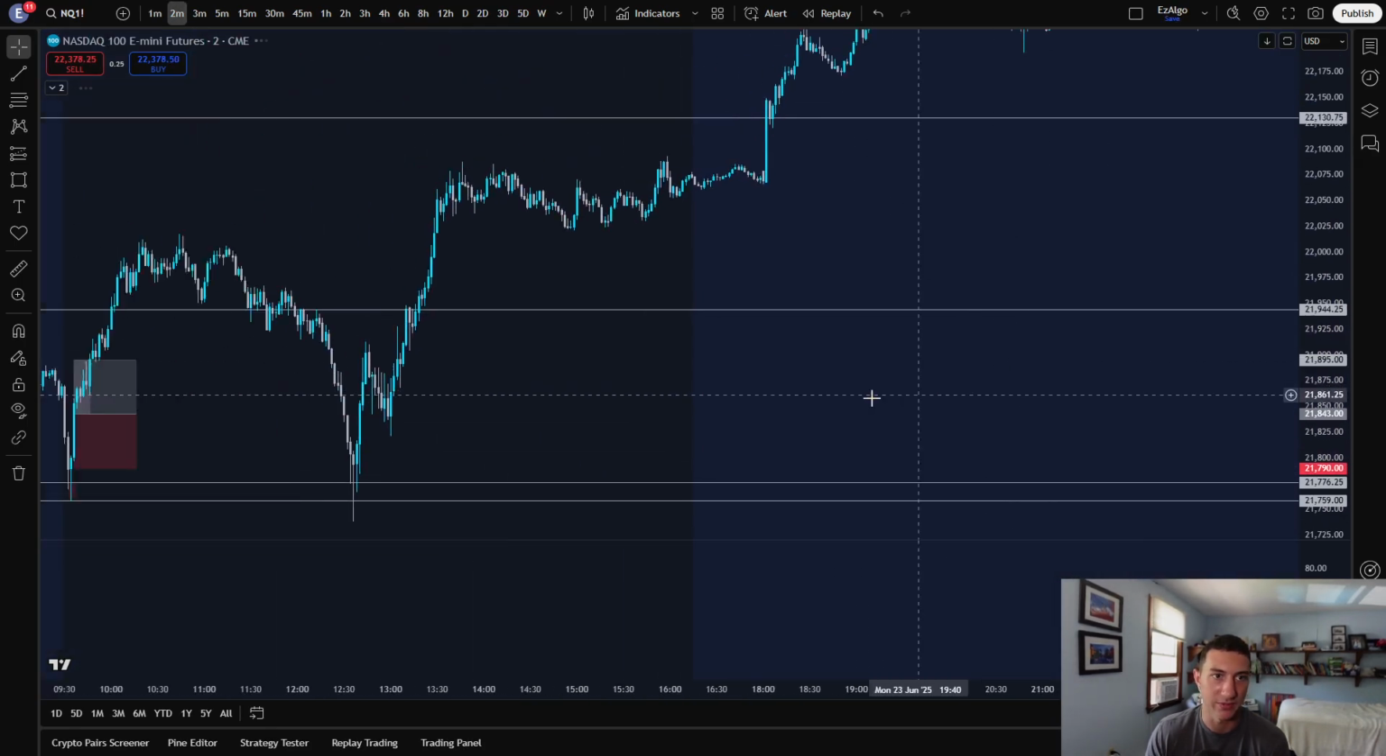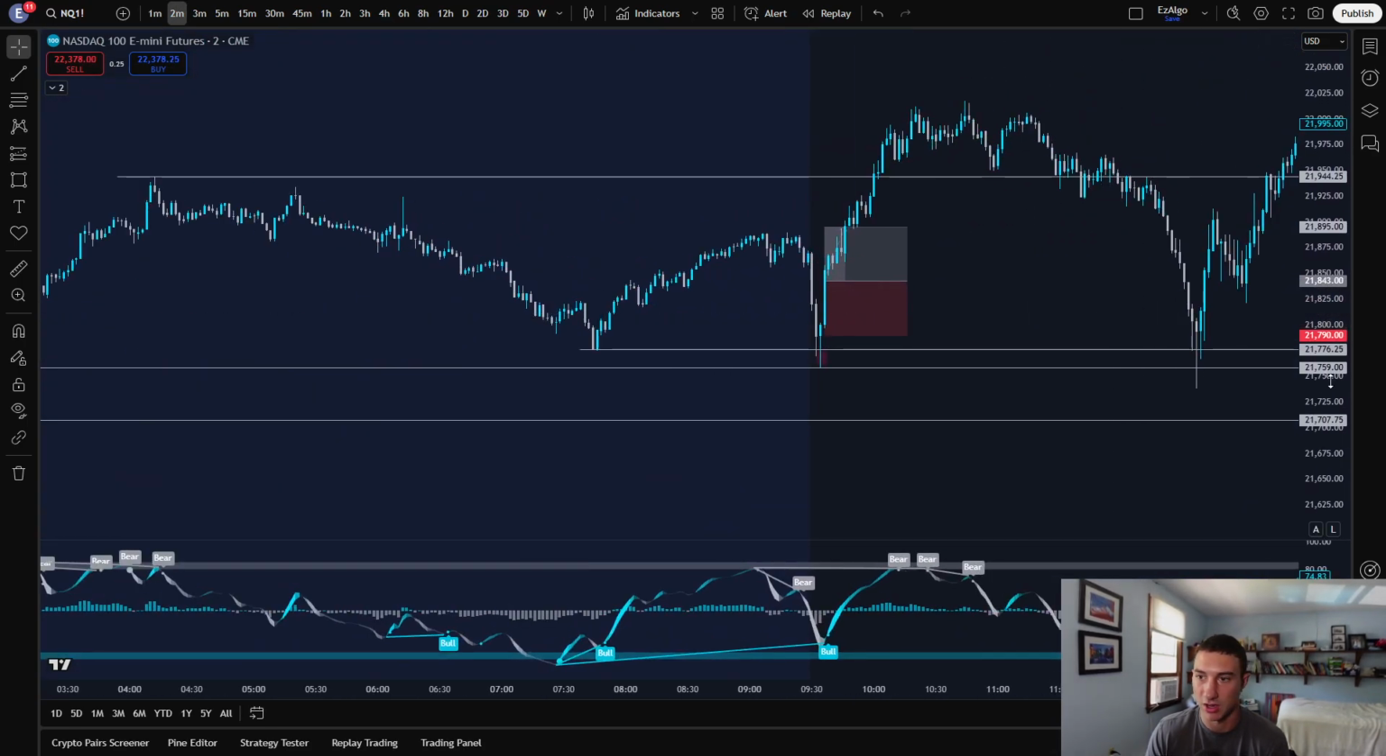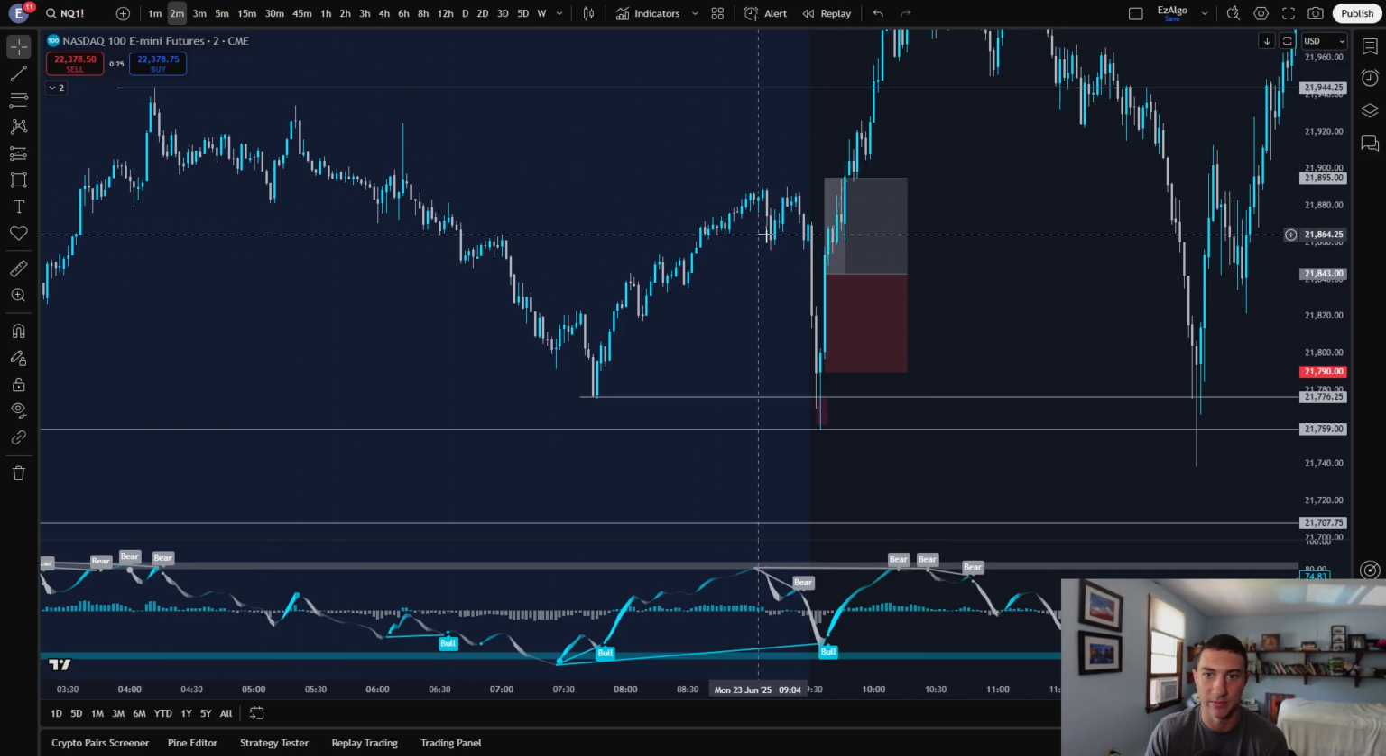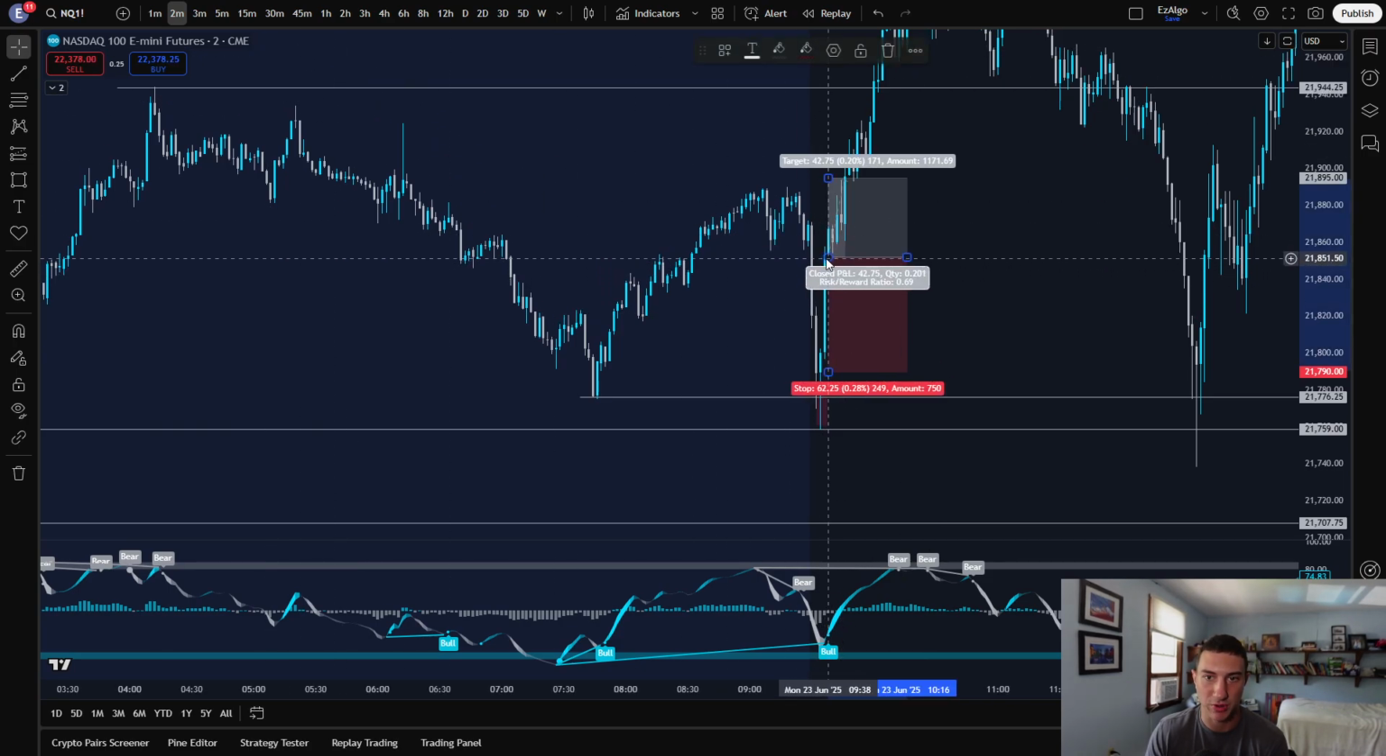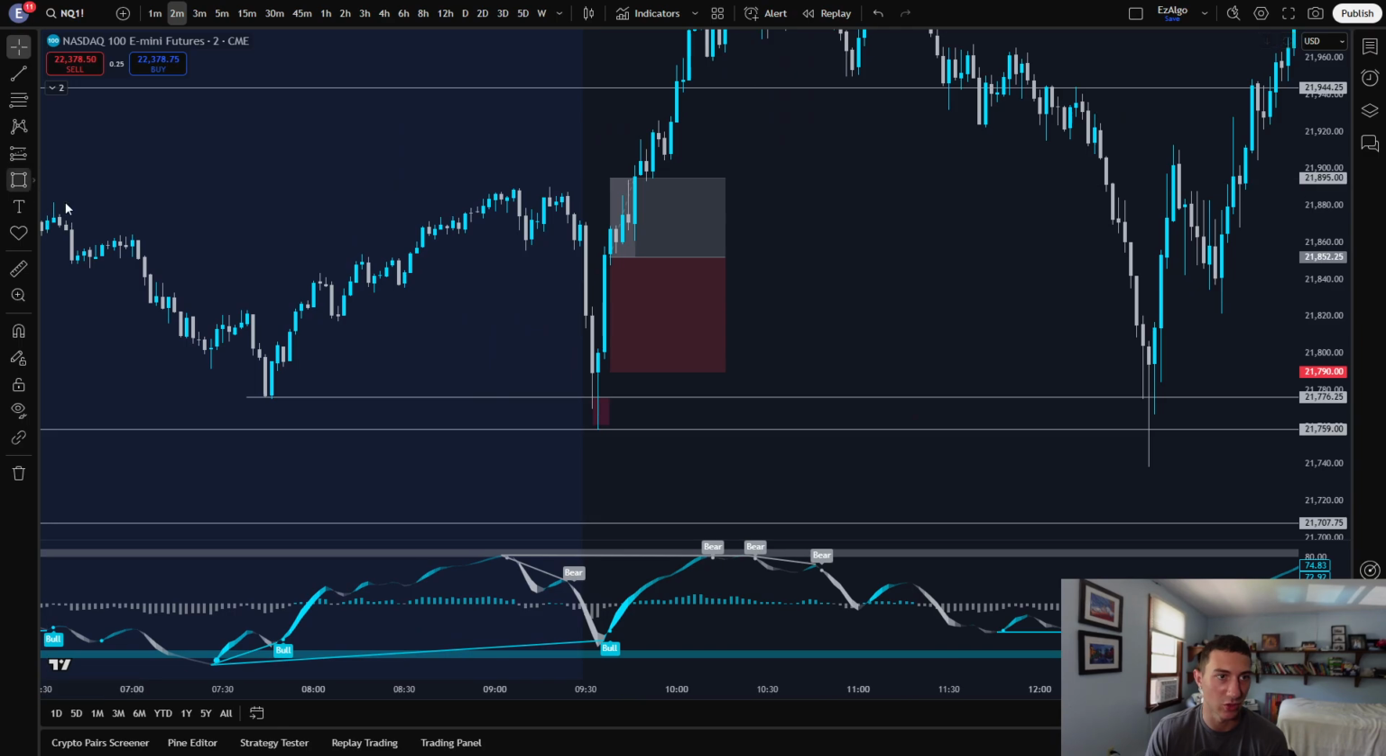Again, I'm on the 1-minute time frame just to show you how it works, but you could also enter on a 2-minute time frame, 3-minute time frame. It doesn't really matter here, but your entry is probably somewhere around here. Okay, here is your bearish fair value gap, right? Bearish fair value gap right here.